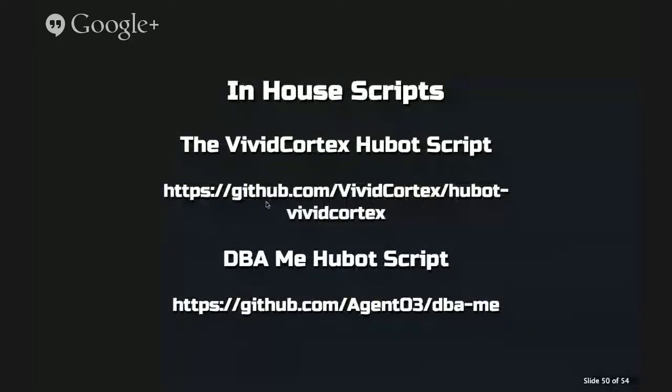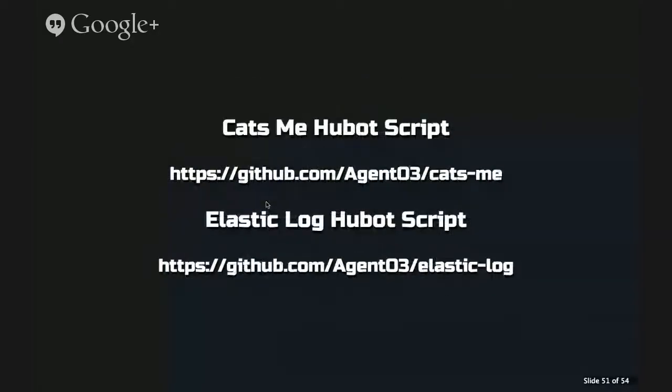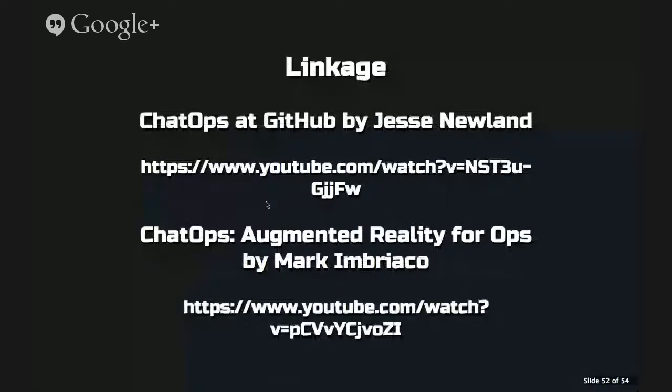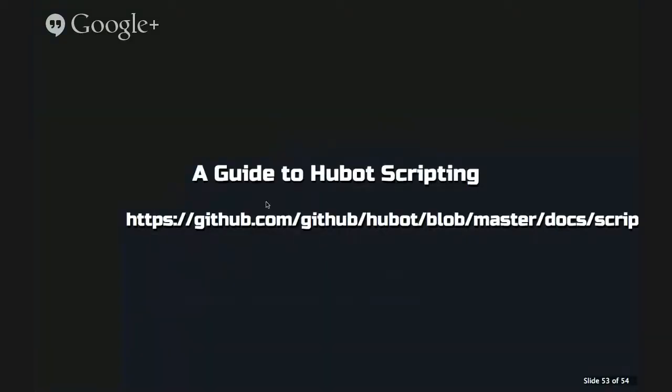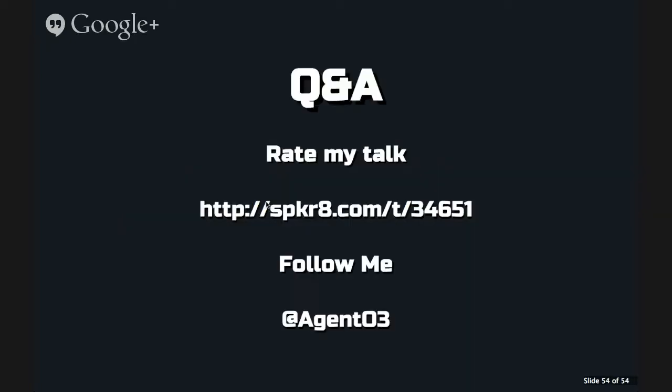Yep, so that's some of our scripts that we've open sourced. There's CatsMe, the Elastic Log Search script. Here's some more linkage from GitHub and some presentations that Jesse Newland and Mark have done about what ChatOps is like at GitHub, and then a guide to Hubot scripting, which is a really good in-depth guide on what options you have in the Hubot API and what you can do with it and how they work.